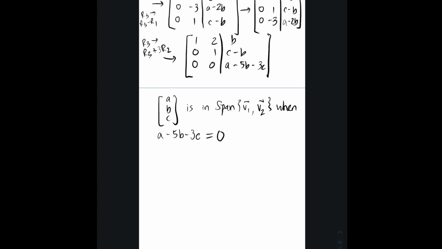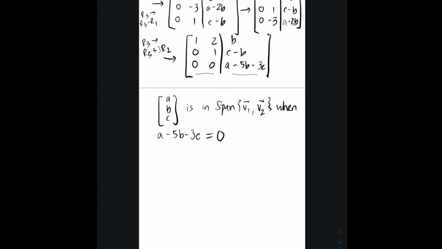It needs to equal 0, because if it's not 0, then the system will not have a solution. You'll have zeros here, but then a non-zero number here, and that'll have no solutions. So you need A minus 5B minus 3C to equal 0. If it is equal to 0, then the third row doesn't tell you anything, but you look at the first two rows, and then you see that you can solve for C1 and C2.